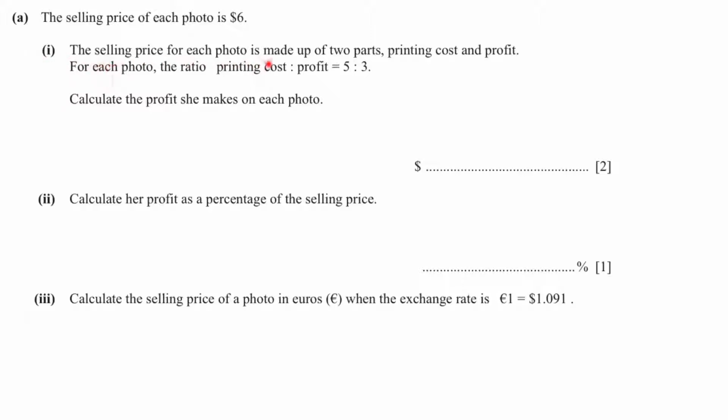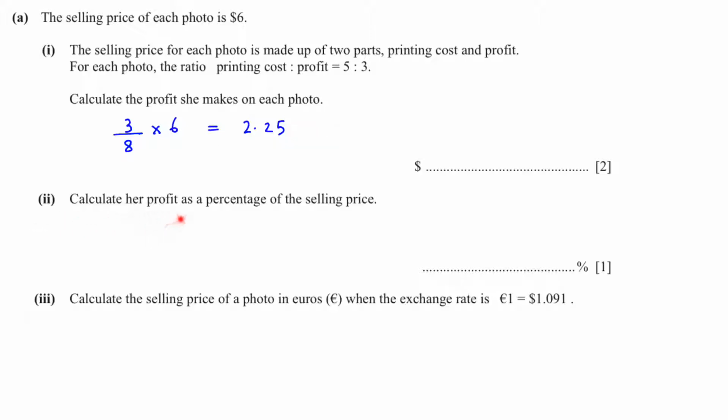A1. The selling price for each photo is made up of two parts, printing cost and profit. For each photo, the ratio printing cost to profit is 5:3. Calculate the profit she makes on each photo. So profit is 3. We'll write 3 over the total, 5 plus 3, 8. So 3 over 8 times the selling price, which is 6, will give us 2.25. So that is the profit she makes on each photo.